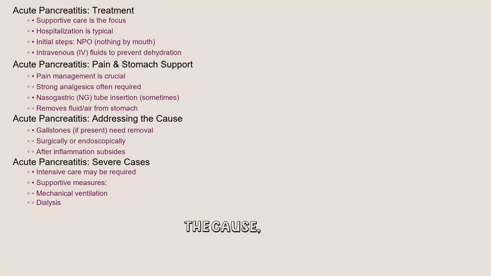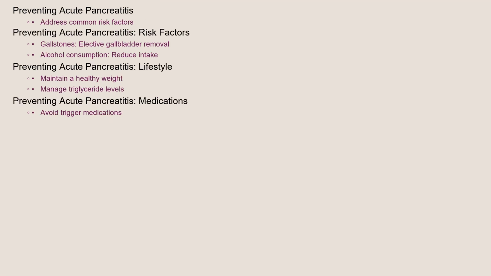If gallstones are the cause, they may need to be removed surgically or endoscopically after the acute inflammation subsides. In severe cases, intensive care and supportive measures, such as mechanical ventilation or dialysis, may be required. Preventing acute pancreatitis largely depends on addressing the most common risk factors. For those with gallstones, elective gallbladder removal may be recommended. Reducing alcohol consumption is crucial for preventing alcohol-induced pancreatitis.